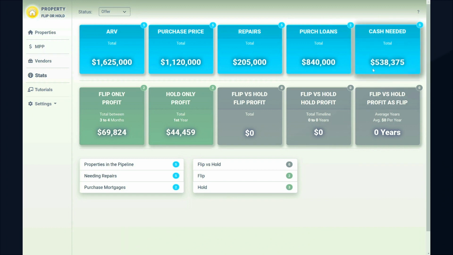Also, at closing, if we purchase all 5, we need a total of just a little bit over $500,000. $538,375, to be specific here.